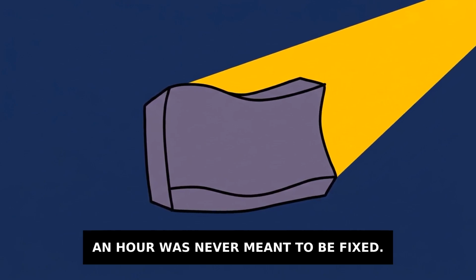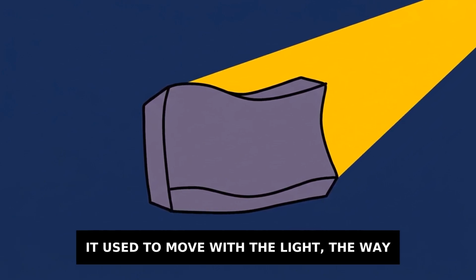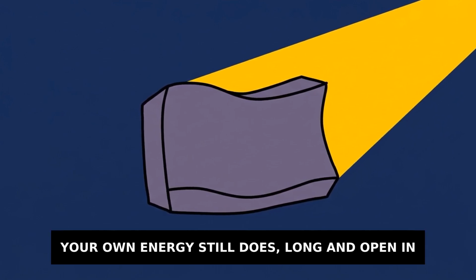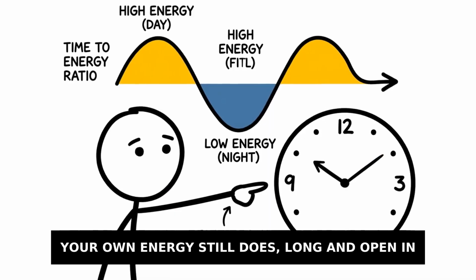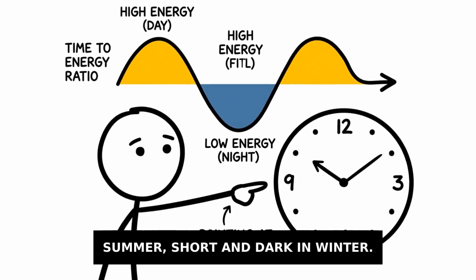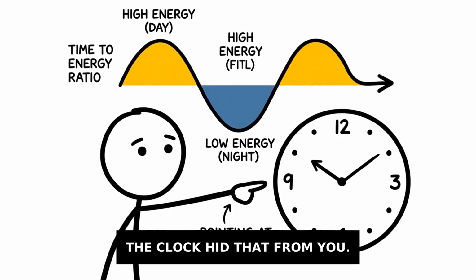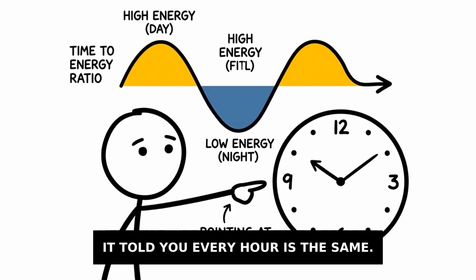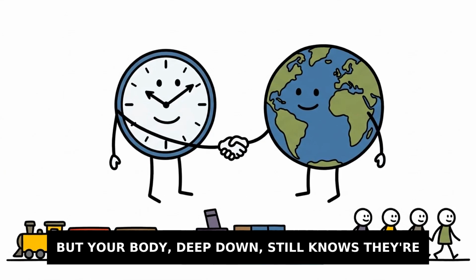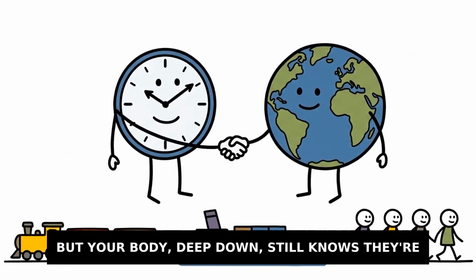An hour was never meant to be fixed. It used to move with the light, the way your own energy still does, long and open in summer, short and dark in winter. The clock hid that from you. It told you every hour is the same, but your body, deep down, still knows they're not.